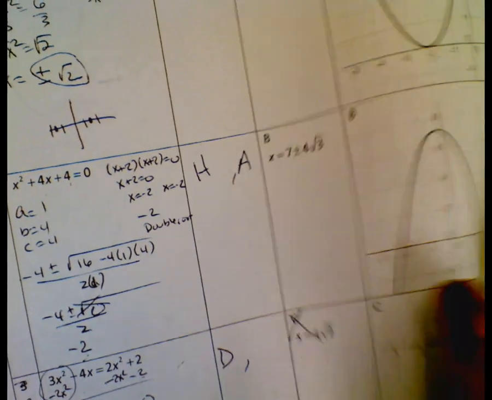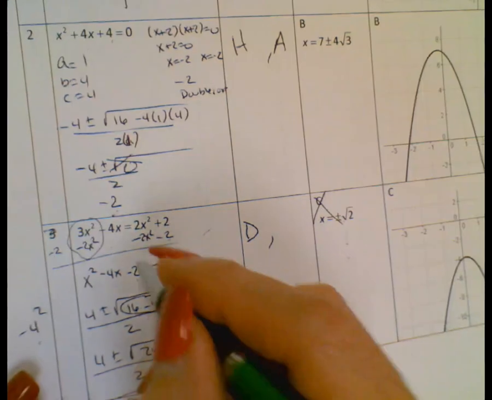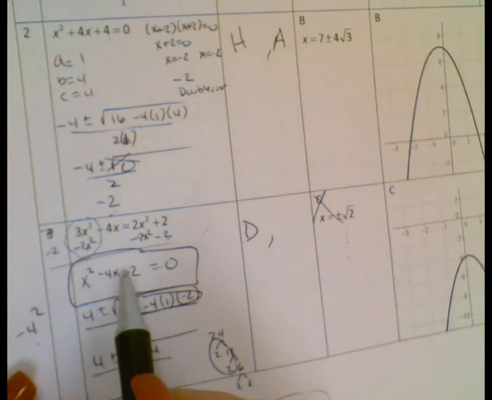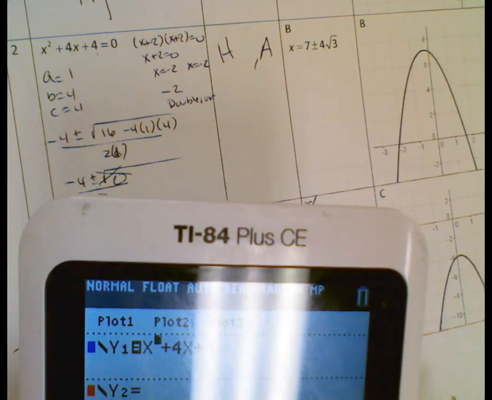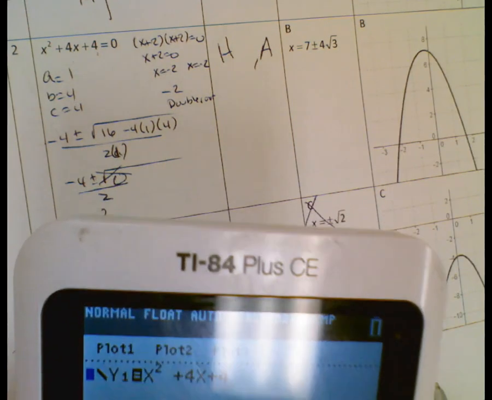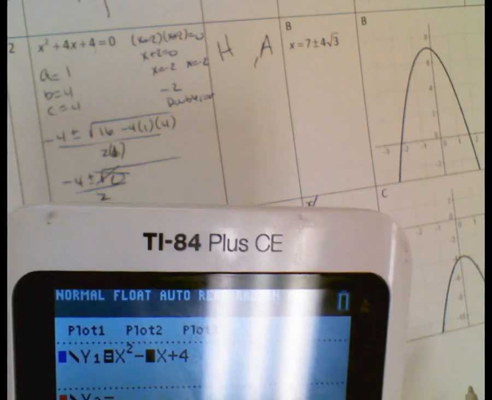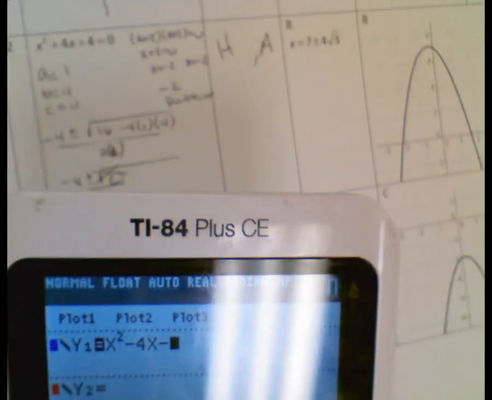Now for the graph. I'm going to go to this step right here. This is the step that's equal to 0. That's the step that you're going to set equal to 0. So it's x squared. I already have that in here. Minus 4x minus 2.